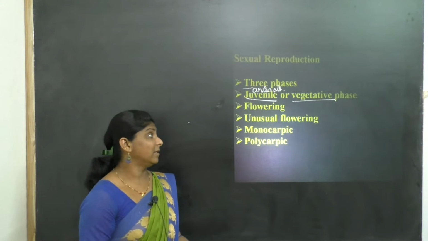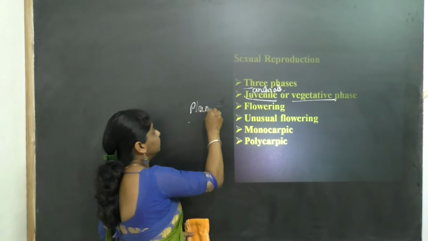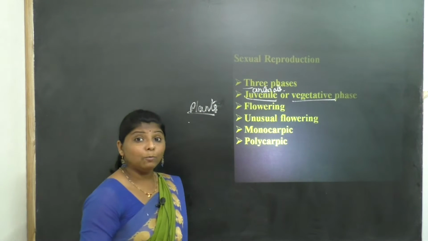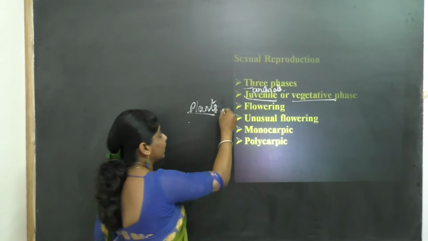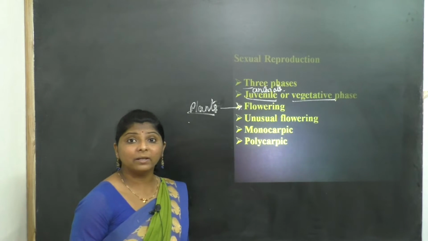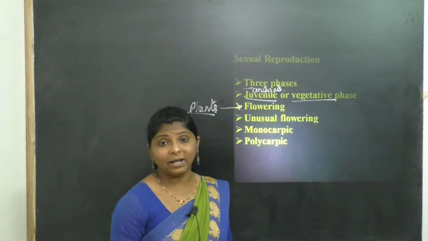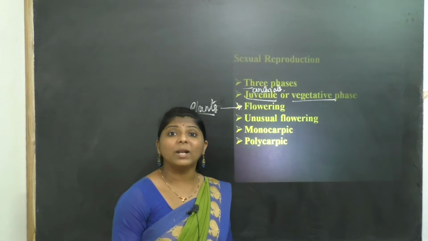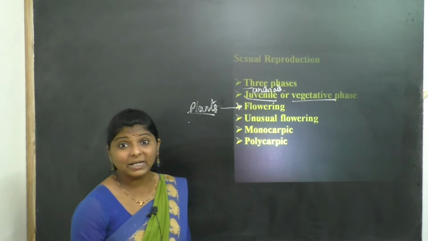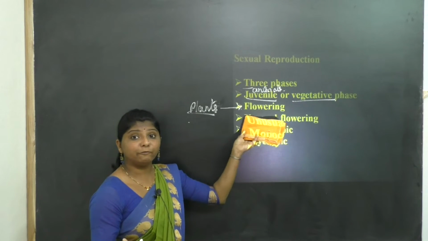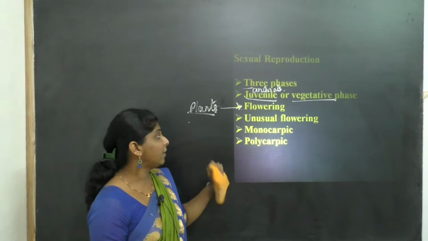So we'll study that now when it comes to a plant. How will we know that a plant is now capable of showing reproduction? It will start showing flowering. Plants start showing flowering. When flowering starts, plants are ready for reproduction, which indicates the reproductive phase. Flowering in a plant shows that it is in the reproductive phase.